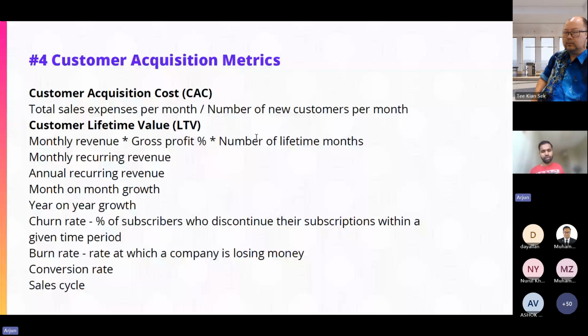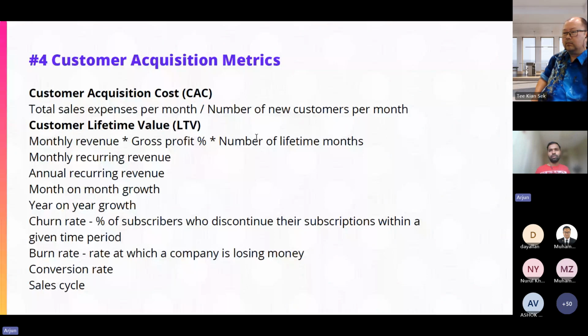What is your churn rate? What is your burn rate? What is your conversion rate? What is your sales cycle? So why are these metrics even important? Because see, if you are not able to track anything, you will not understand how it is performing, right?